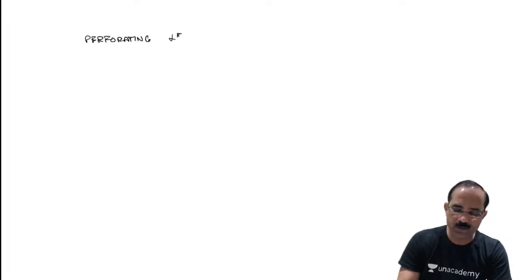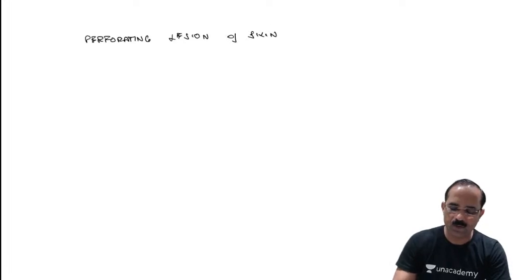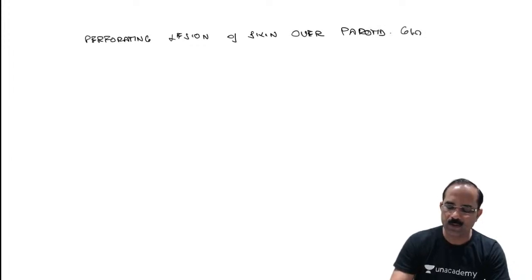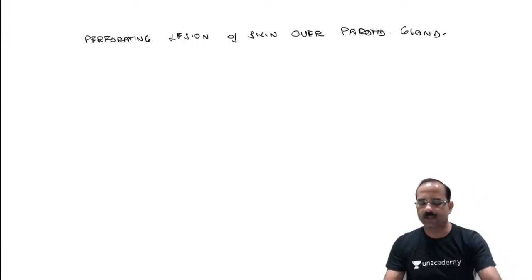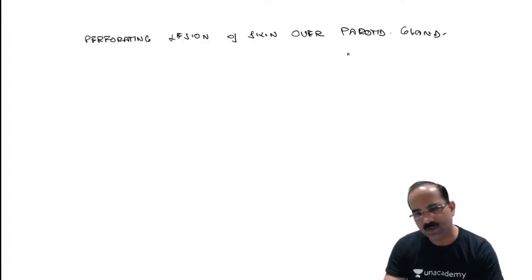Perforating lesions of the skin over the parotid gland. क्या होता है इसमें? That's a perforating lesion of the skin over the parotid gland. There is mixing of two fibers.